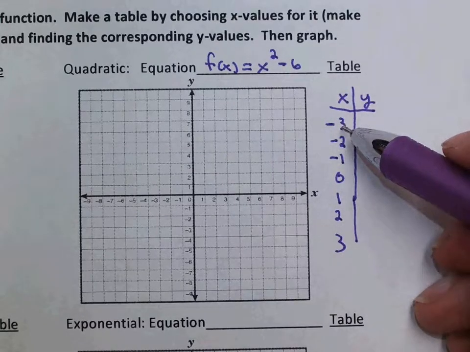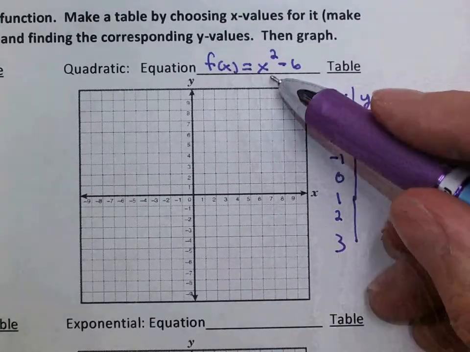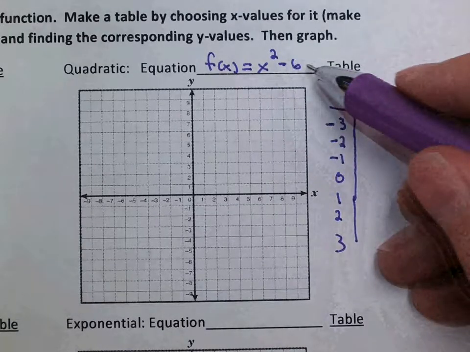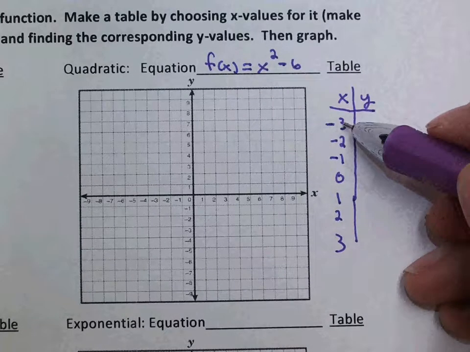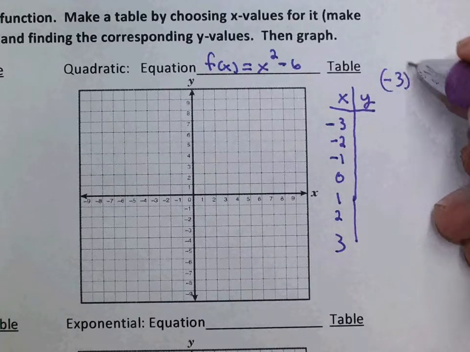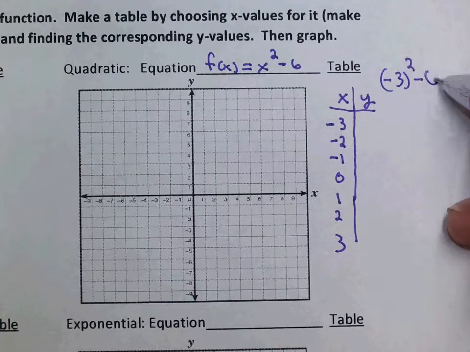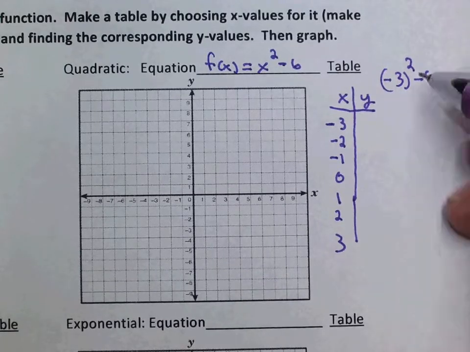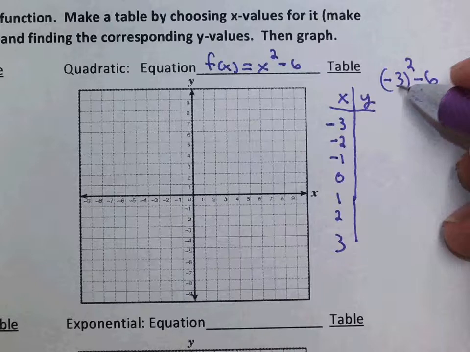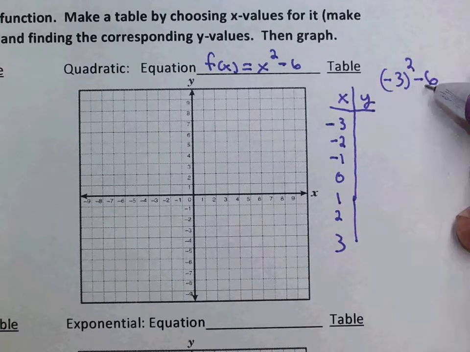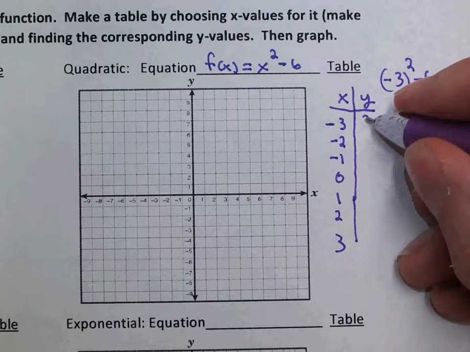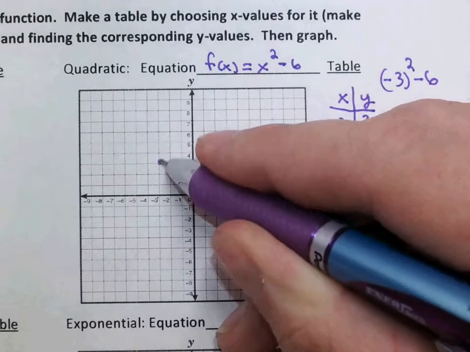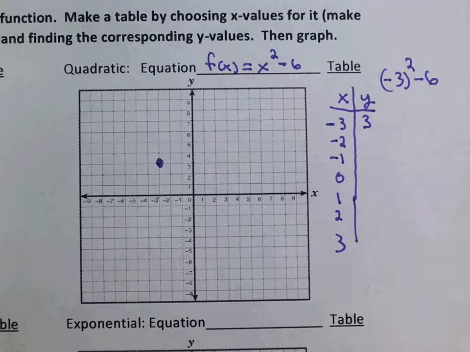When x is -3, I want to find the y value, and this function rule tells me what the y value is. It says the function will be x squared minus 6. Since x is -3, it's going to be -3 squared minus 6. -3 squared means -3 times -3. -3 times -3 is positive 9. 9 minus 6 is 3. So when x is -3, y is positive 3. That's a point I'm going to put on my graph.